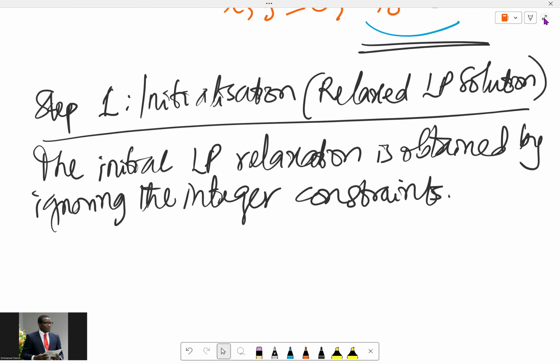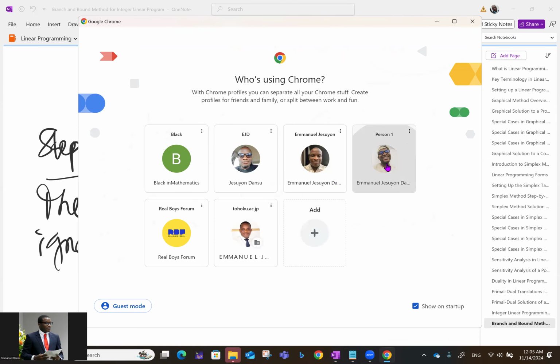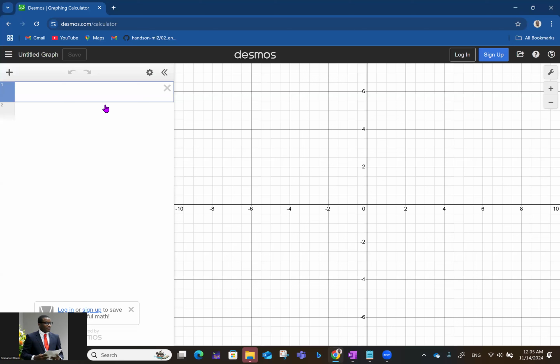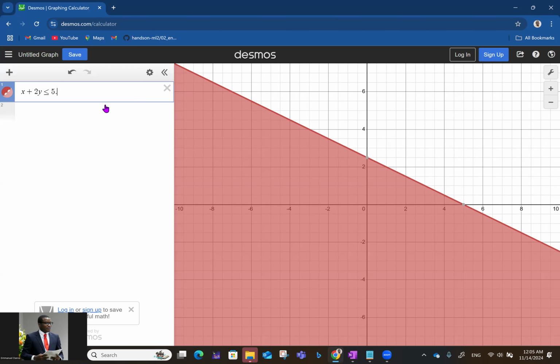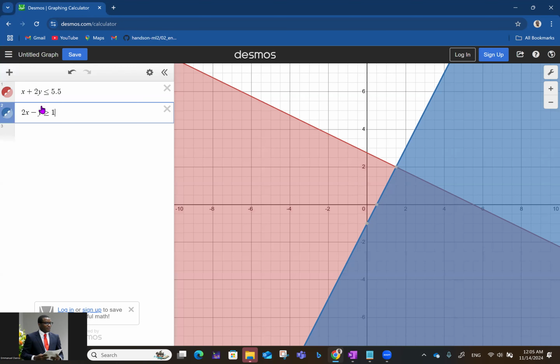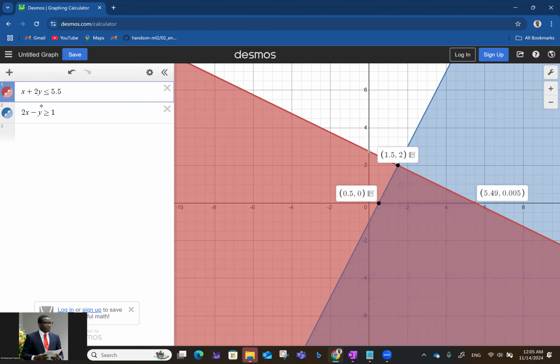So let's see what the possible solutions might be. I'm just going to use the graphical method. I'll go straight to Desmos to see what the possible solution might be. Of course, we already know it's about the four corners. So what are the constraints? We have x plus 2y less than or equal to 5.5, so we have that red region. Then we have 2x minus y greater than or equal to 1, so we have that region also. This region is where the two overlap. So we need these corners. This corner is 1.5 and 2. This corner is 0.5 and 0. And this corner is 5.5 and 0.